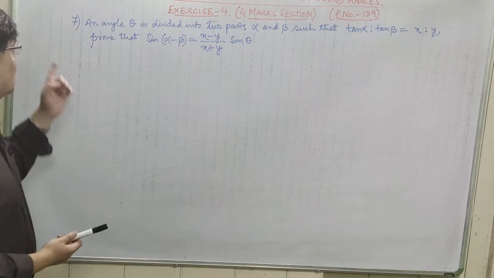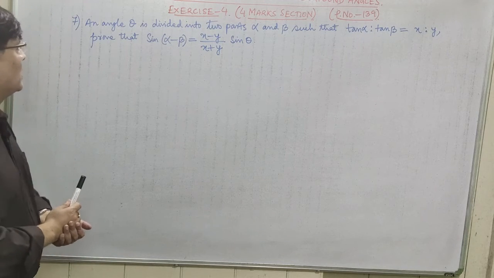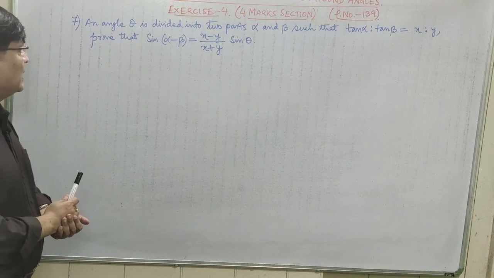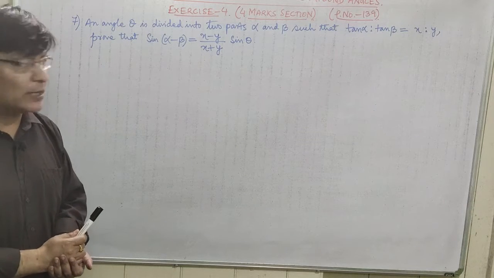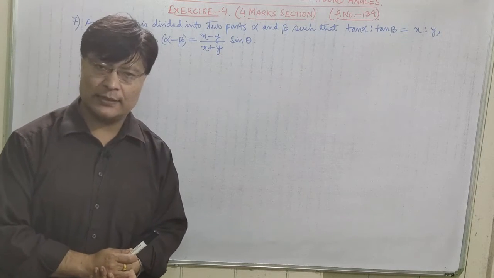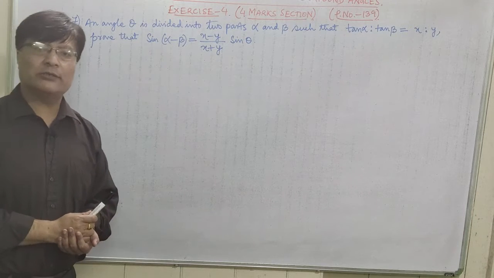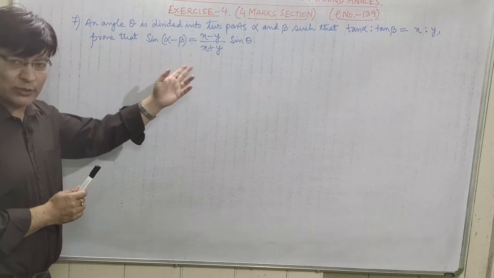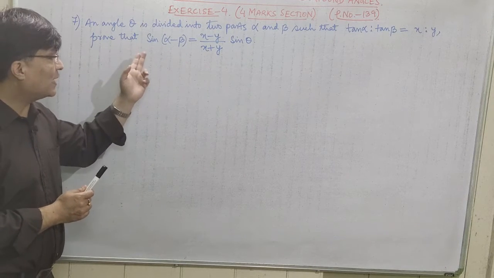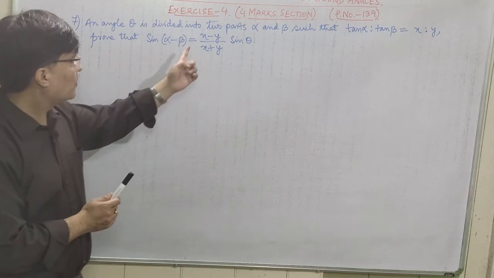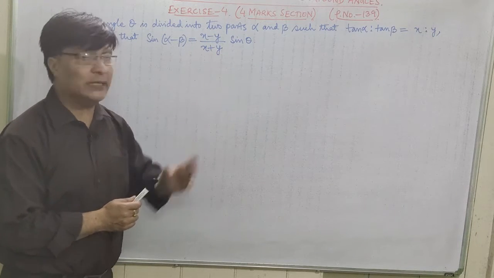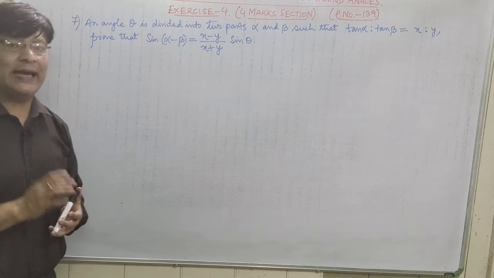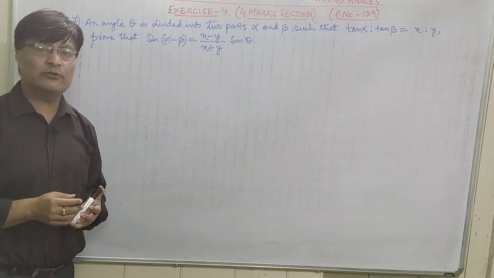So now we'll do the next question, that is question number 7. An angle theta is divided into 2 parts, alpha and beta, such that tan alpha is to tan beta is equal to x is to y. So prove that sine of alpha minus beta is equal to x minus y upon x plus y into sine theta.